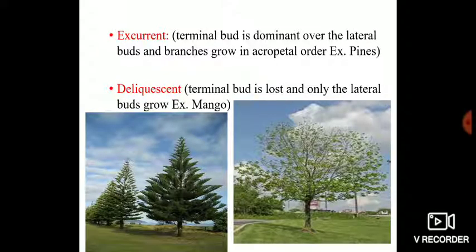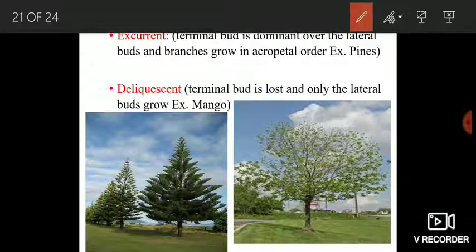The second one is excurrent. Here in excurrent type, the terminal bud is dominant over the lateral buds, and the branches grow in an acropetal order. Here you can see the terminal bud is dominant, it grows continuously. The lateral branches also grow, but not that much as the terminal bud is growing, and as such the branches grow in an acropetal order. Acropetal order means the mature branches are at the base, and the younger are at the apex. And it results in the form of a cone shaped structure.